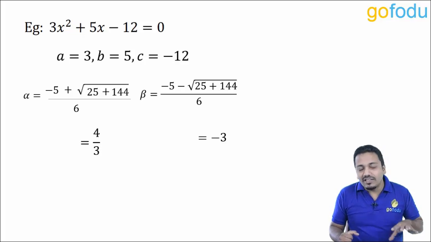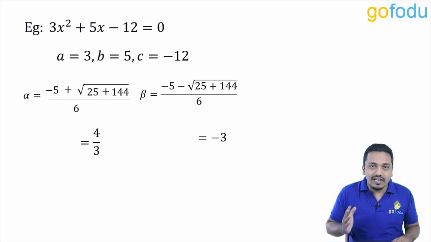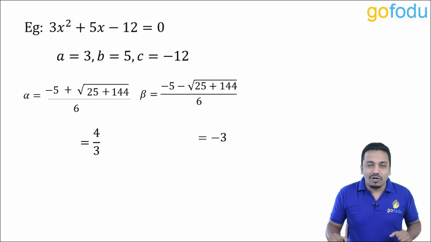Now there are many other methods as well, but method number 1 is what we usually go by. If you cannot break the middle term into m and n easily, then go with the formula method.